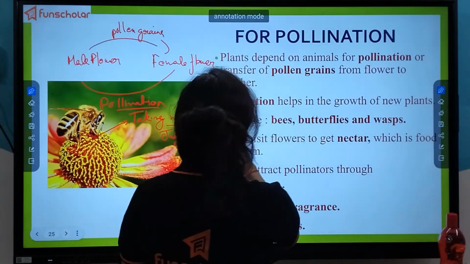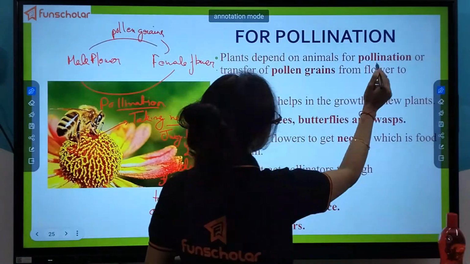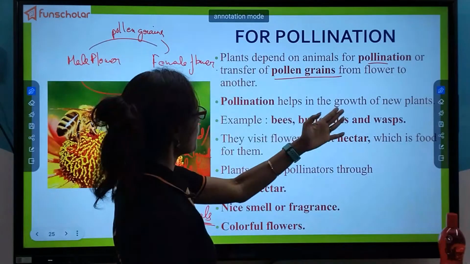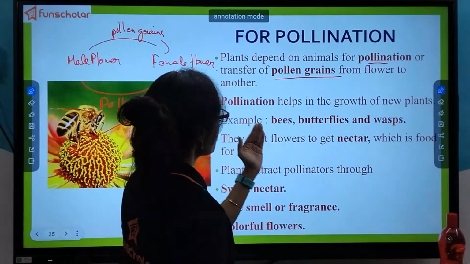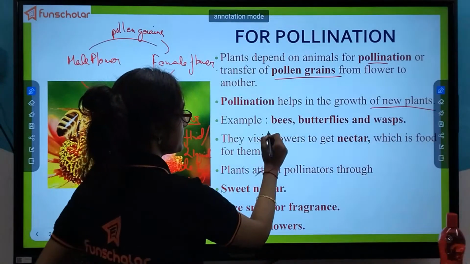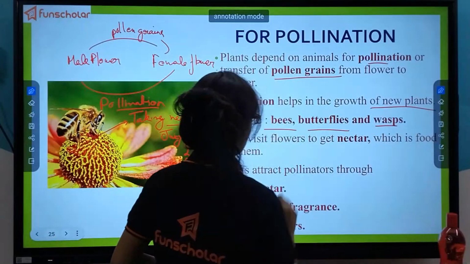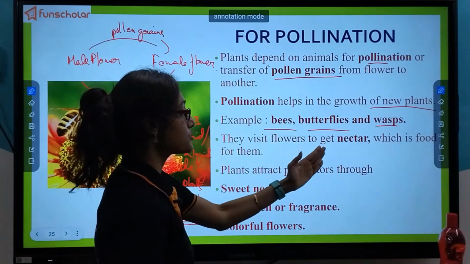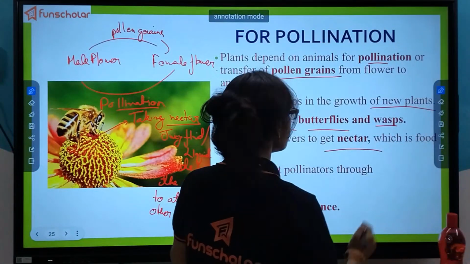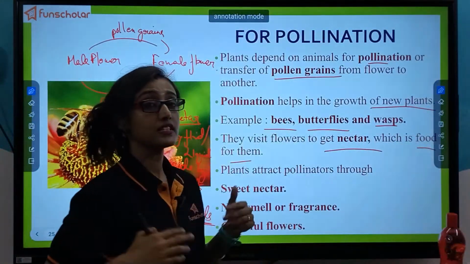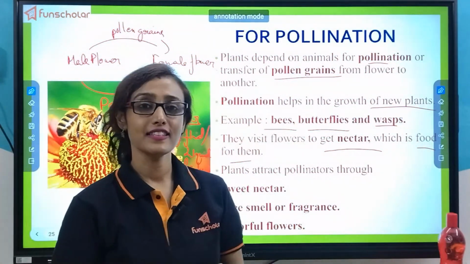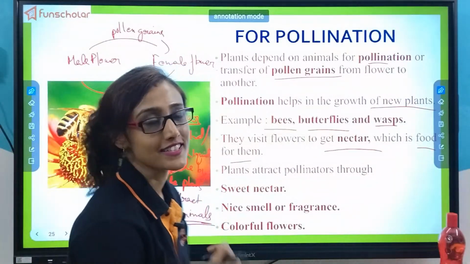Okay. See, plants depend on animals for pollination, or transfer of pollen grains from one flower to another. Pollination helps in the formation of new plants. Examples: bee, butterfly, wasp. They visit flowers to get nectar, I have told you, which is food for them. But what is the trick of the plants? To make the insects do pollination.